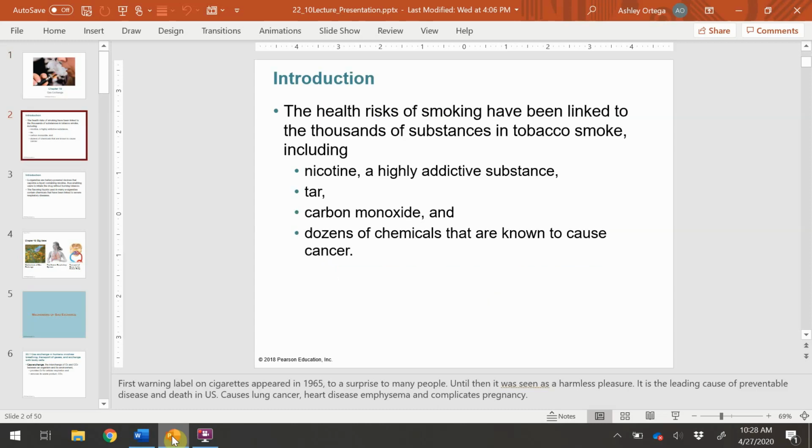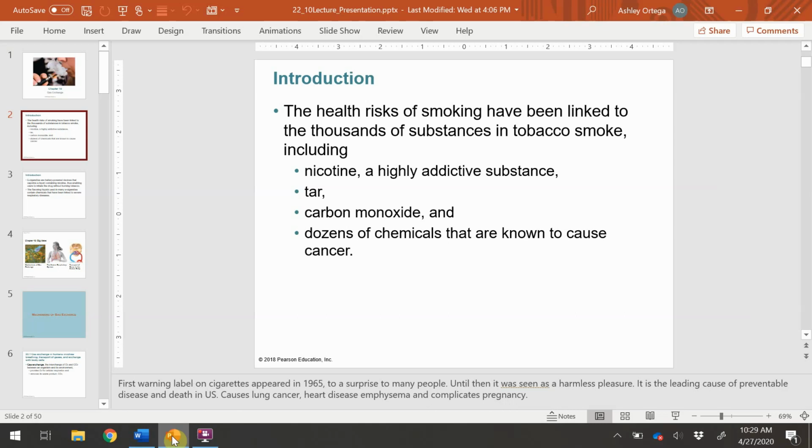So starting out in 1965, the first warning label appeared on cigarettes, and this was a surprise to many people. Back in those days, it was thought to be a harmless pleasure and activity to do. But now it is the leading cause of preventable disease and death in the United States. It's known to cause lung cancer, heart disease, emphysema, and complicate pregnancy.